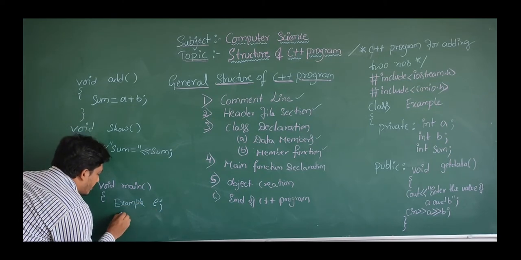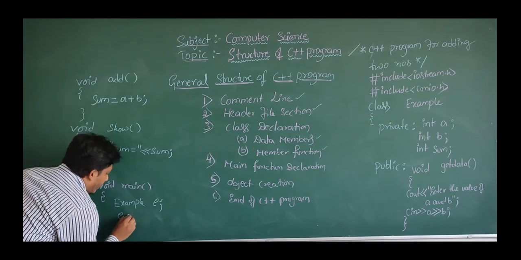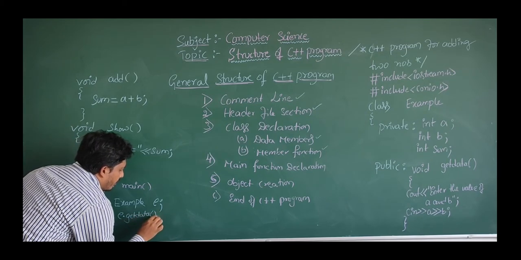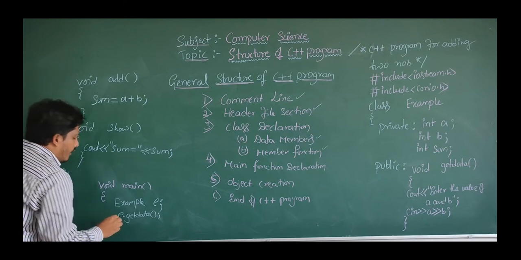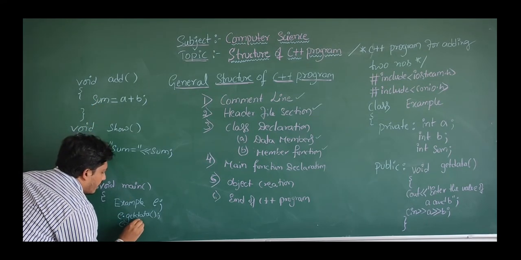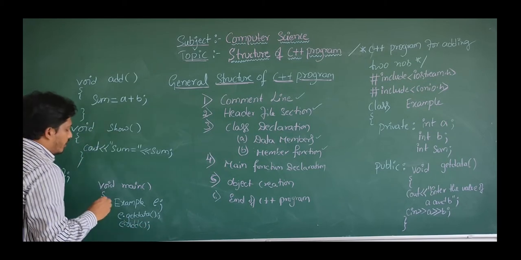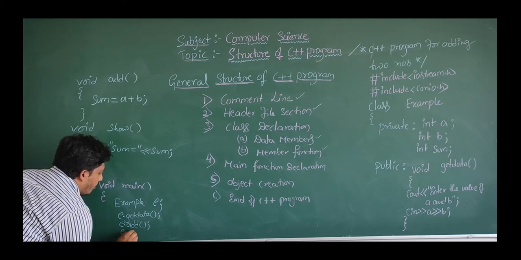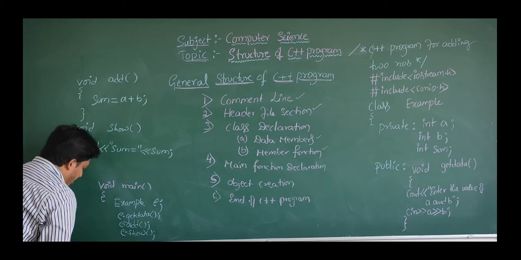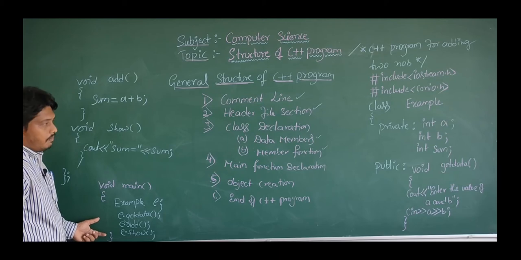Okay. By using this object, you have to call the member function getData. E dot getData. I am calling the member function E dot getData. After that, for computing the sum, you have to call E dot add. For showing the result, you have to call the member function show, E dot show. So after this, I am going to end my main function, which is the end of the C++ program.